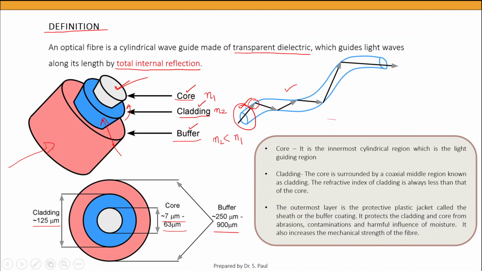Now the transmission in optical fiber is based on the principle of total internal reflection. Okay. I'm sure that you all know about total internal reflection, but still, let us recapitulate what is total internal reflection.